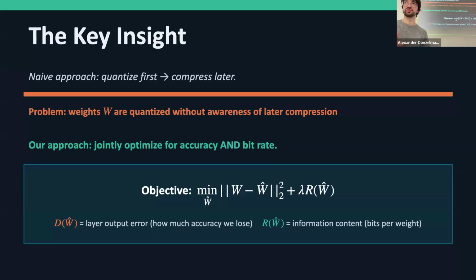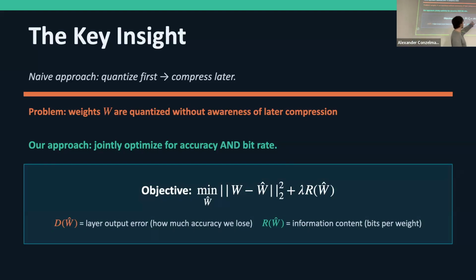the idea that we want to use entropy coding later already during quantization to produce the representation that is most optimally compressible. So what we did was we want to jointly optimize for accuracy and bitrate. So instead of what you usually do during quantization, where you just minimize this objective, you take the weights and try to minimize the distance of the quantized weights to the original weights.